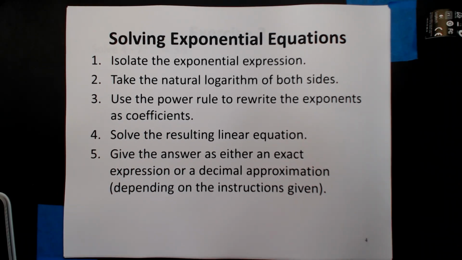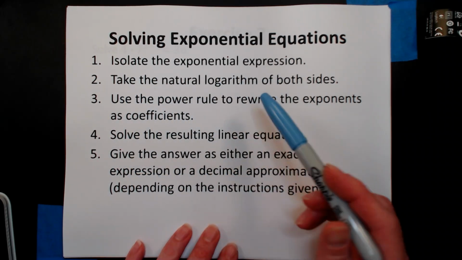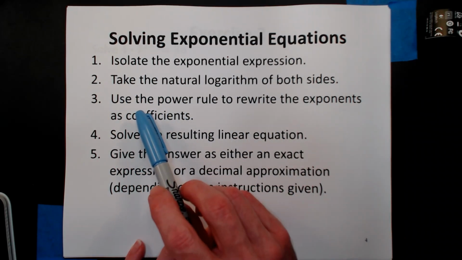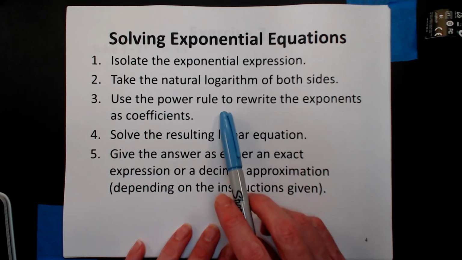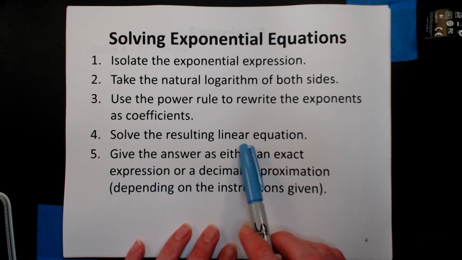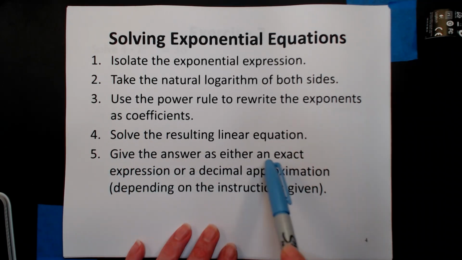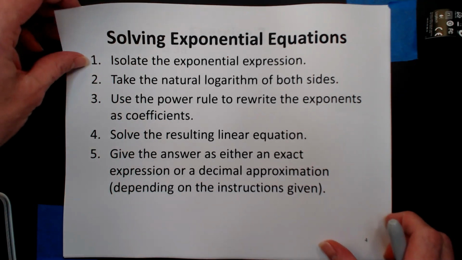So solving exponential equations, we isolate the exponential expression, take the natural logarithm or log of both sides depending, use the power rule to rewrite the exponents as coefficients, solve the resulting linear equation, and then the fifth step, give the answer as either an exact expression or a decimal approximation, depending on the instruction given.